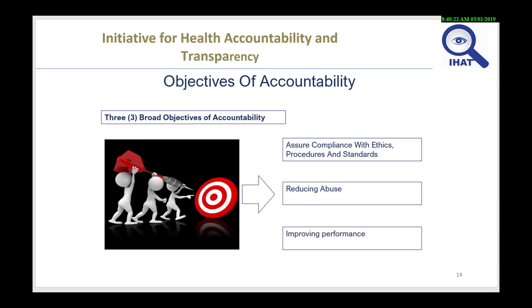Now, there are three broad objectives of accountability. The first one is to ensure compliance with ethics, procedures, and standards. Medical and health practice are predicated on ethics, on procedures, and standards, and there is often the possibility of infractions. So the first objective has to do with ensuring compliance. The second has to do with reducing abuses. The potential for abuses is common. So one of the objectives is to try as much as possible to reduce abuses. And the third objective is to improve performance of the health system.